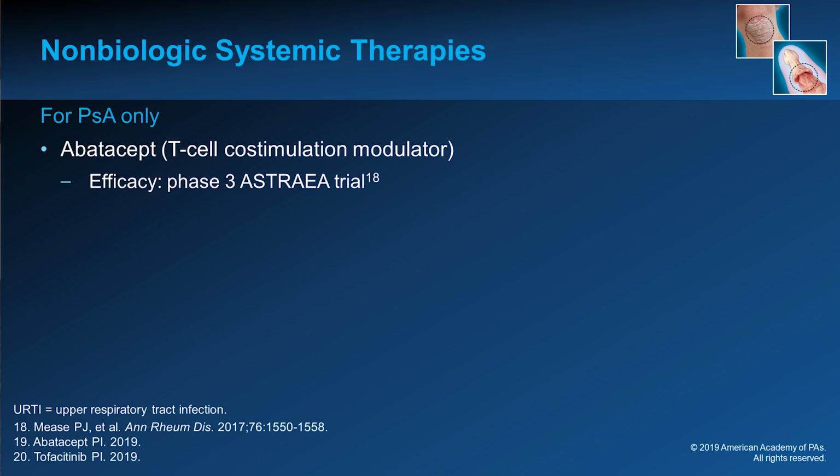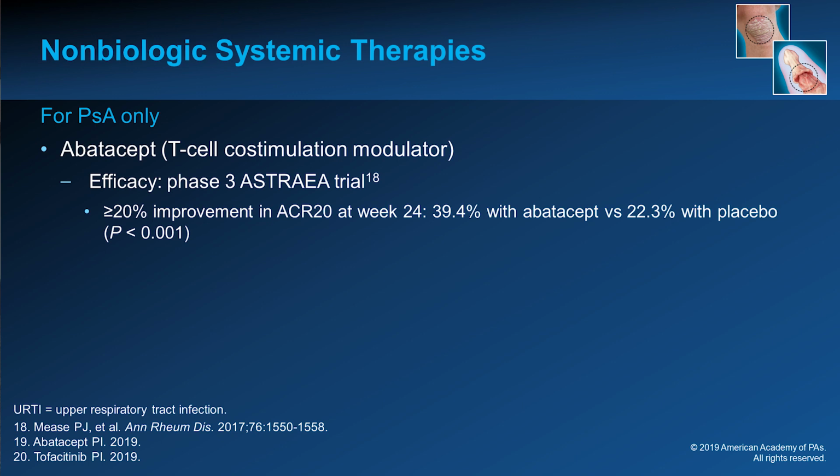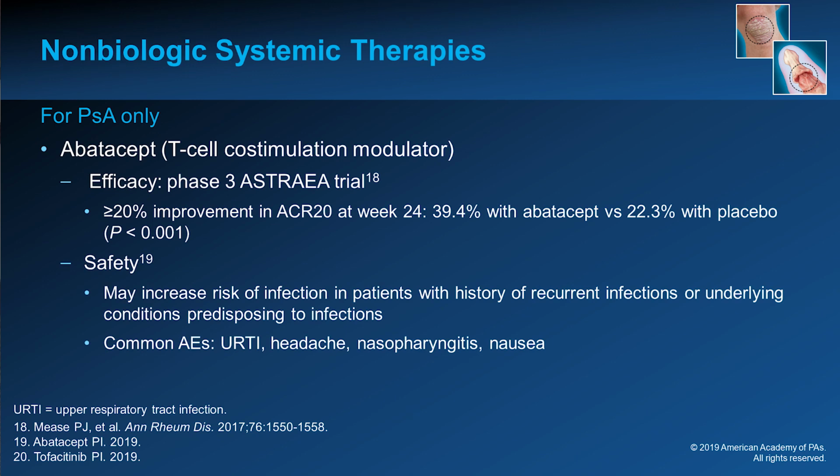It has a very good efficacy profile. Some of the side effects we look at with that are it can increase the risk of infection, particularly to those patients that may have predisposed conditions. So you can see some relatively minor reactions as well. You can see some upper respiratory tract infections. You can see headaches, nasopharyngitis, and occasionally patients will get nauseous. The other is another new category, a JAK inhibitor. Yes, and that is tofacitinib, and that actually has a very similar side effect profile as abatacept.